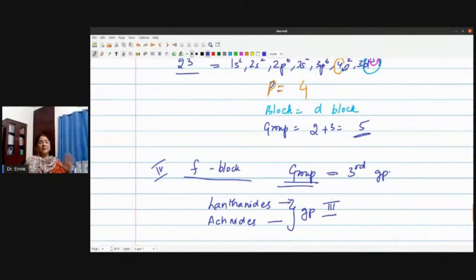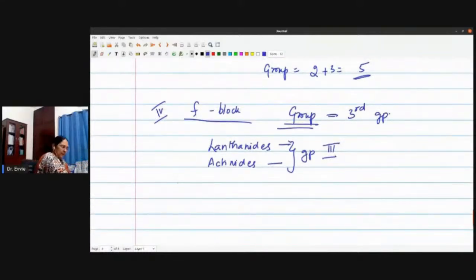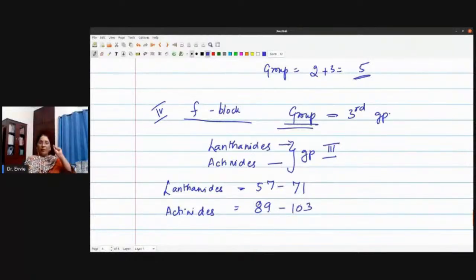Now, what is this element? What you have to remember is, for lanthanides, the atomic number will be from 57 to 71. All the elements from 57 to 71 belong to lanthanides. As I told you, they all belong to group 3. Similarly, actinides have atomic numbers starting from 89 to 103. One thing is, lanthanides belong to the sixth period, and actinides belong to the seventh period.